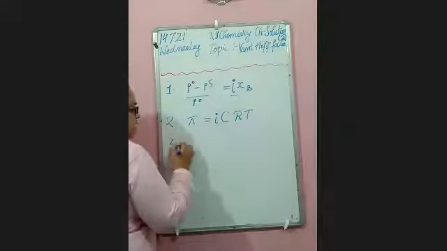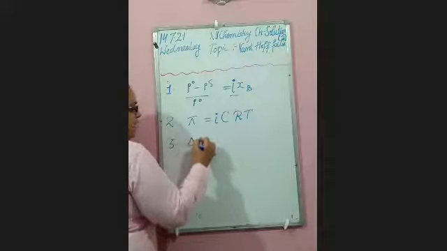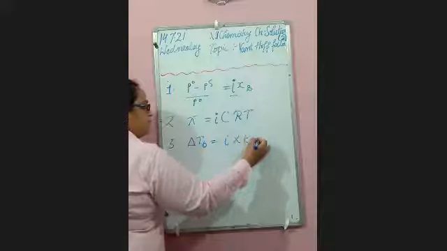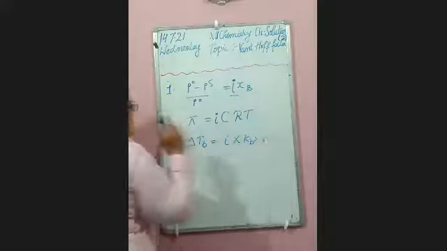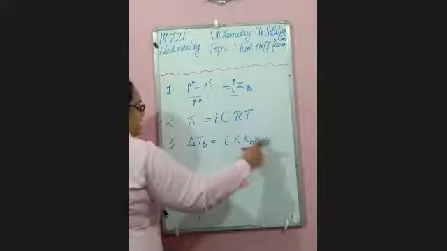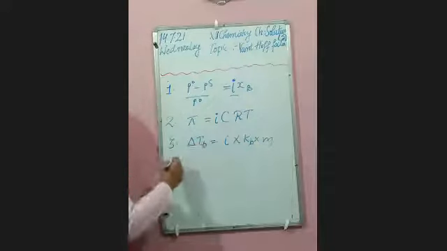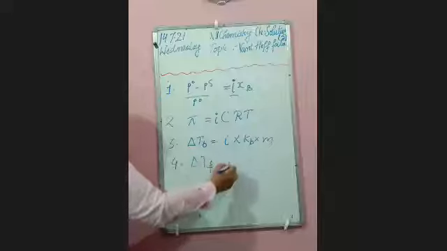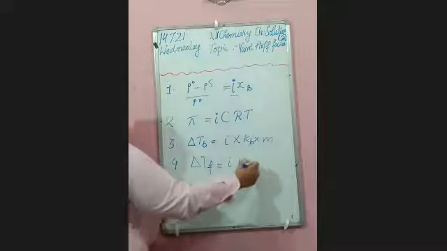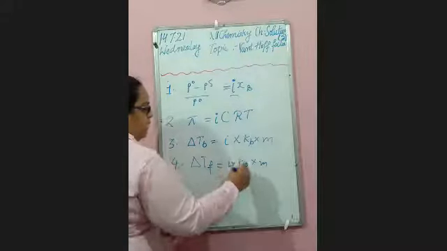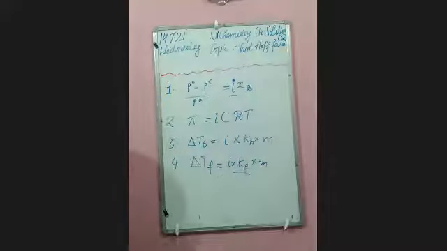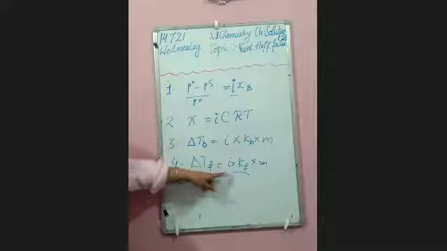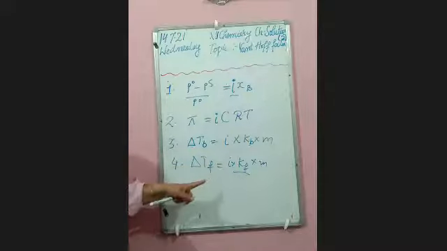Third was elevation in boiling point. Delta Tb is equal to i Kb into m. This is the ebullioscopic constant, this is molality, and this is elevation in boiling point. And fourth is delta Tf, which is i Kf into m. It is the cryoscopic constant, molality, depression in freezing point, and Van't Hoff factor.